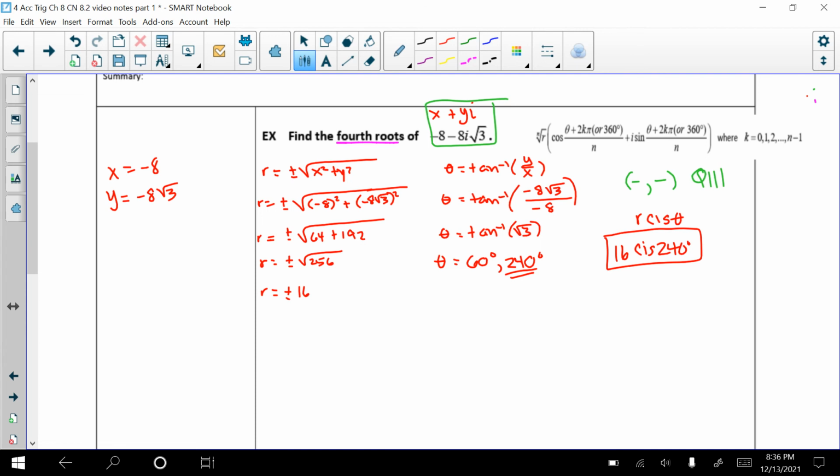So notice I said fourth roots. Okay, that's telling my n value is 4. So let me just write a little list. For fourth roots, we know n is 4. We already found that r is going to be 16. Theta is 240 degrees. Okay. And then now we will just use our formula. The first time through for k is 0.